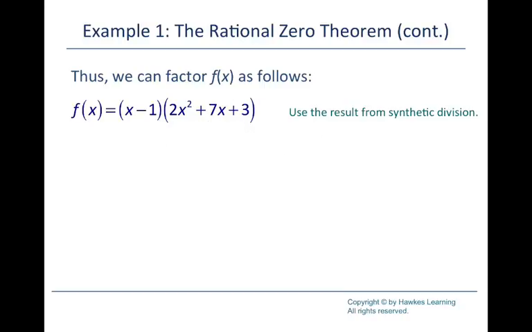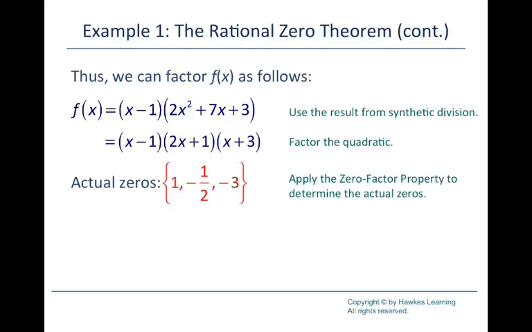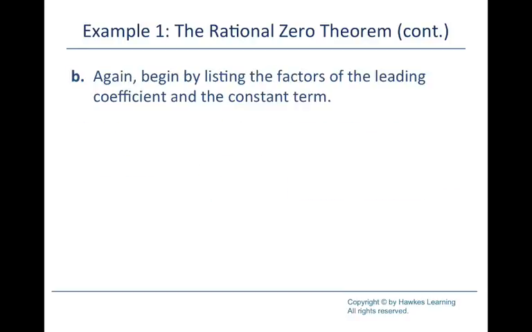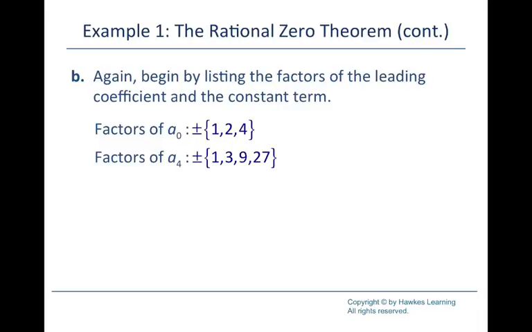Okay, so as we go forward with the slide, we can see that they got those as factors, which means our zeros are positive 1, negative 1/2, and negative 3. We set each factor equal to 0 and solve for those zeros. And so that will be our answer for A. Now let's go to B.